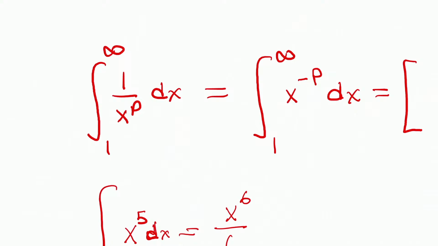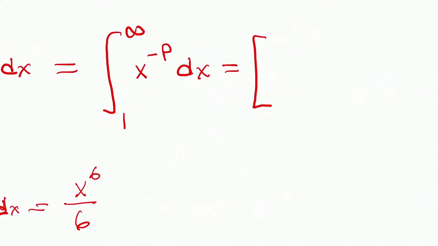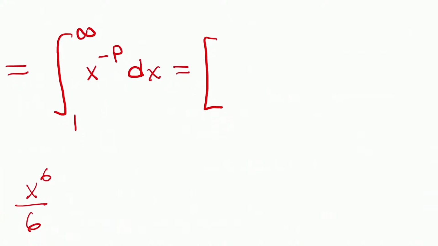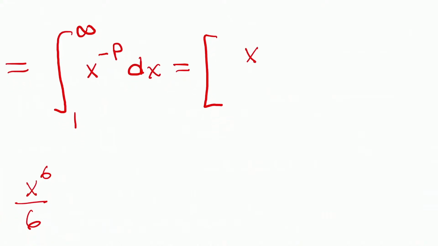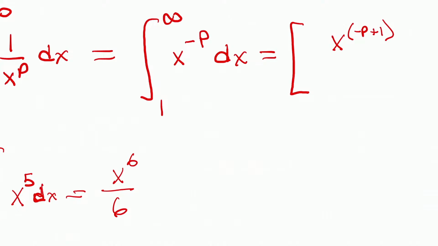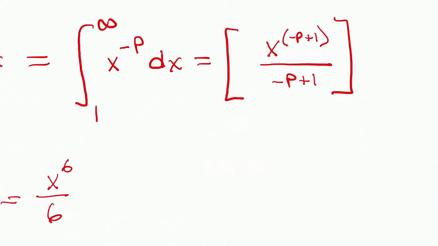Cooper, do you know what the antiderivative of x to the negative p is? X to the negative p plus 1 over negative p plus 1. Very good. So, sorry it keeps bouncing around, but this is going to be x to the negative p plus 1. Just like down here, Madison did 5 plus 1 and got 6. This is whatever negative p is, plus 1, and then divide by negative p plus 1. And this is going to be evaluated from 1 to infinity.